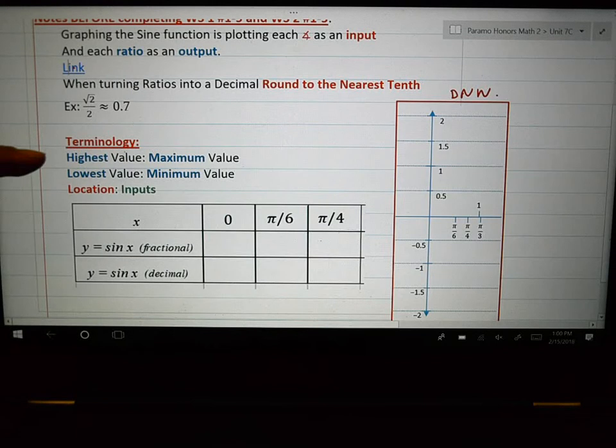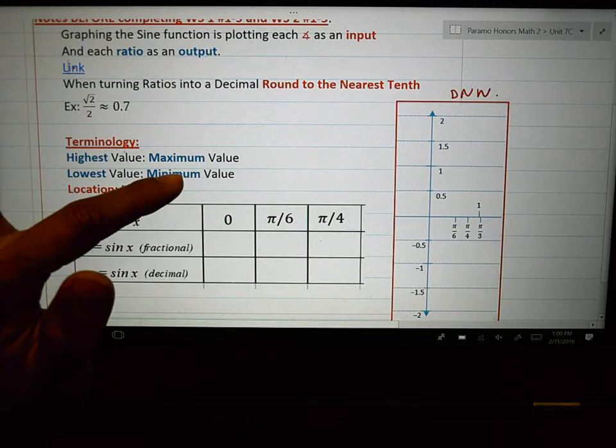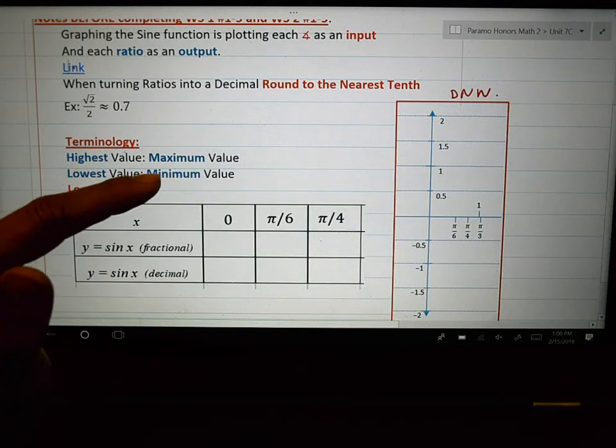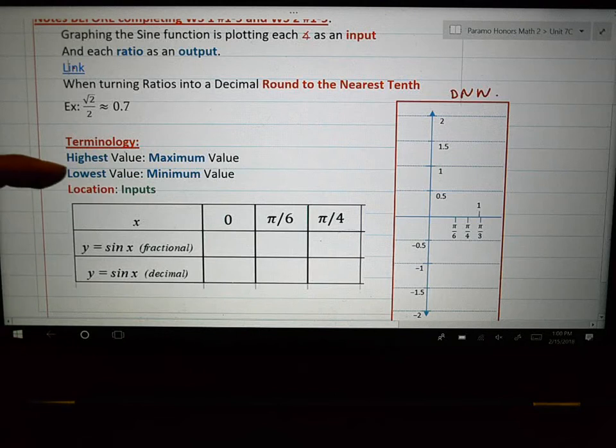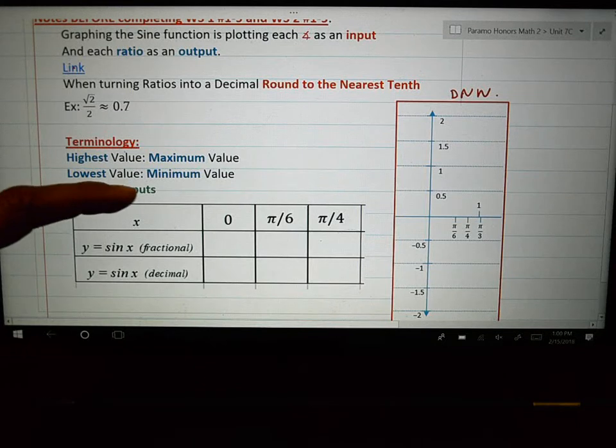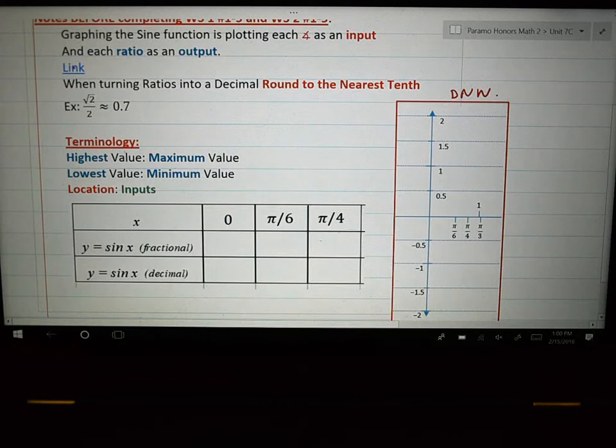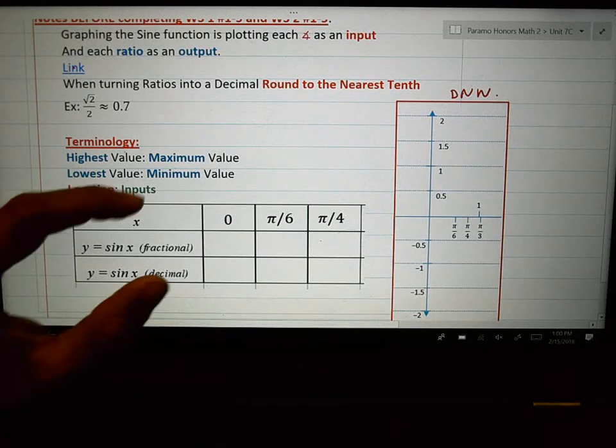And we're going to use some things. Your worksheet's going to ask you to use highest value, and I'm going to use the word maximum value. I've been teaching it for the last 7 years with maximum and not highest, so I want you to know those words are interchangeable. The lowest value is what your worksheet uses. I've been using minimum for the last 7 years, so I want you to know that I will use those interchangeably.